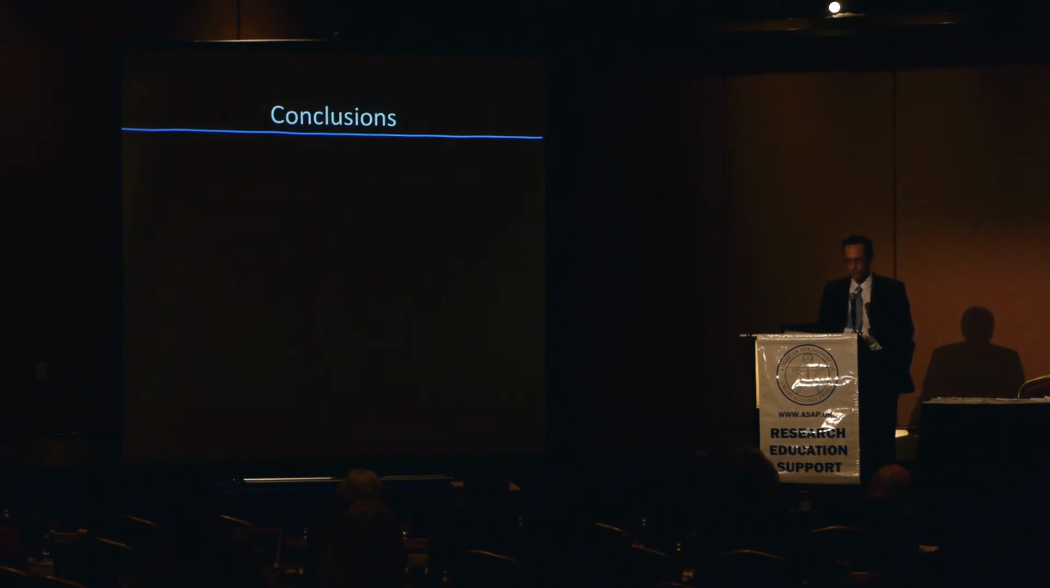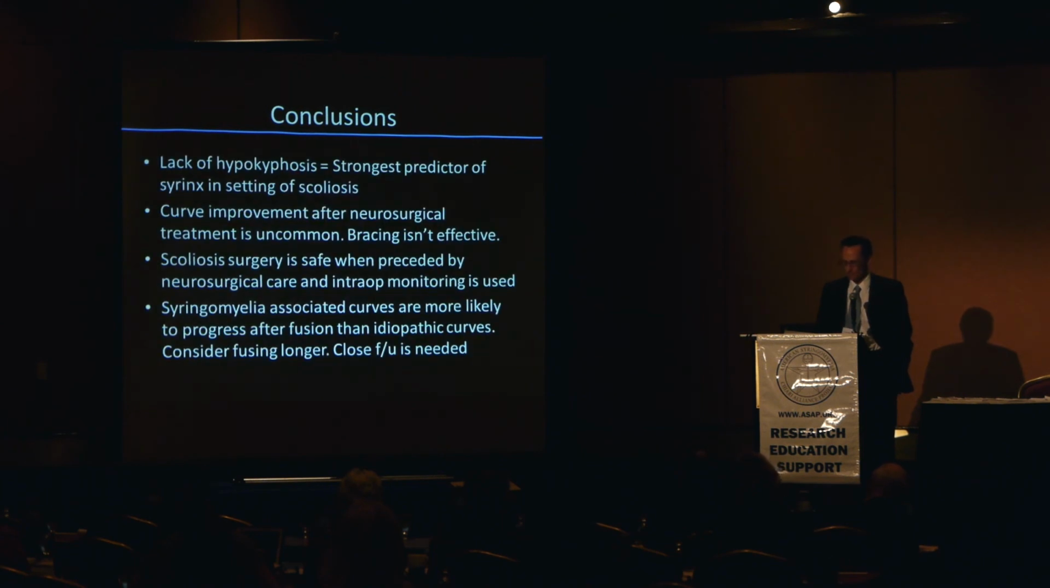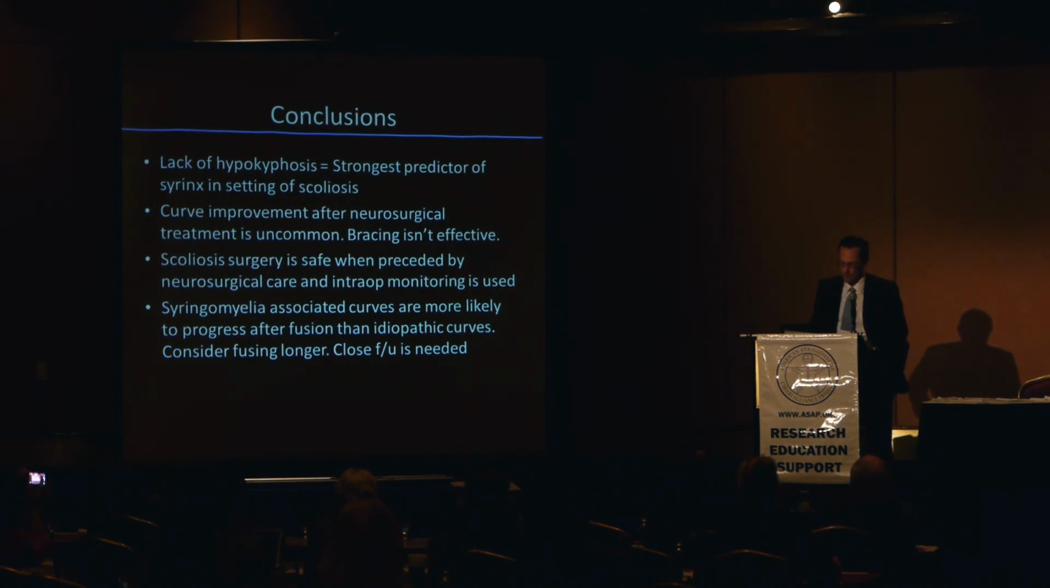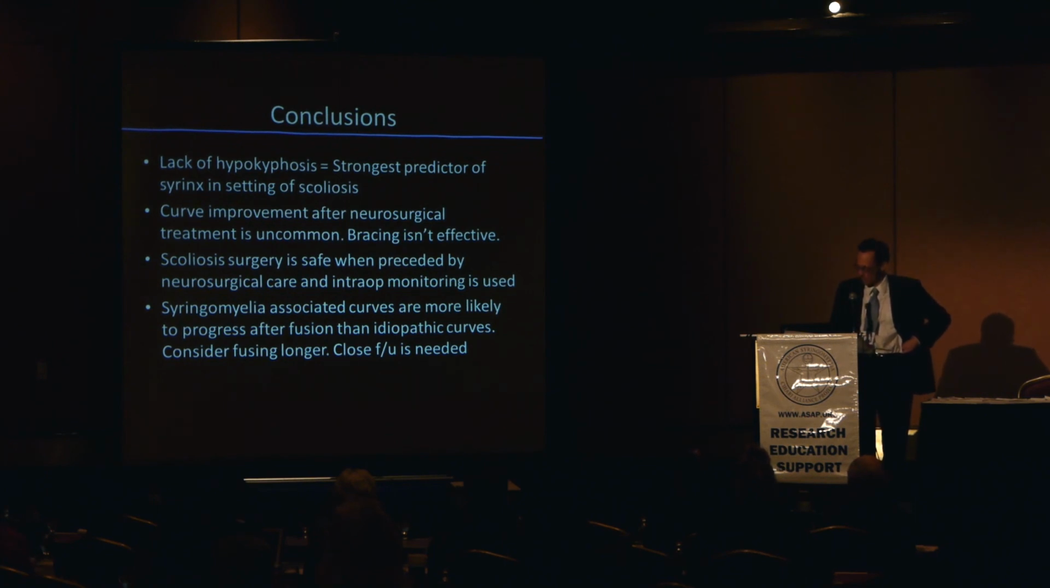So, what are the conclusions? We can conclude that a lack of hypokyphosis is a strong predictor of syrinx in a setting of scoliosis. Curve improvement after neurosurgical treatment is uncommon, and bracing isn't effective in this population. Scoliosis surgery is safe when preceded by neurosurgical care and intraoperative monitoring is used. And finally, the syrinx-associated curves are more likely to progress after fusion than idiopathic curves. We should always consider fusing longer, and close follow-up is needed.